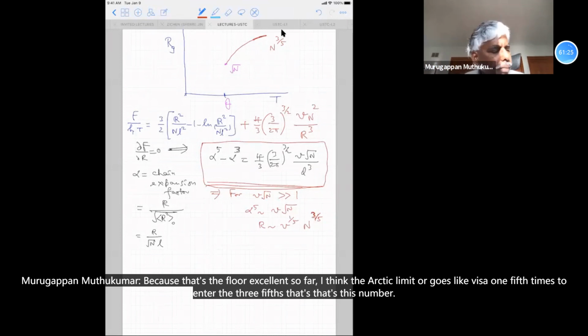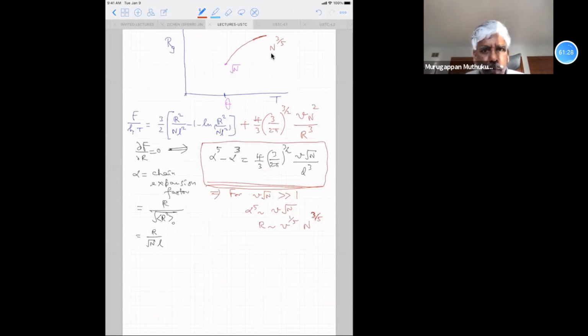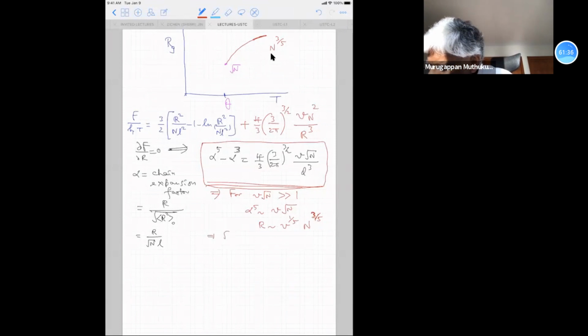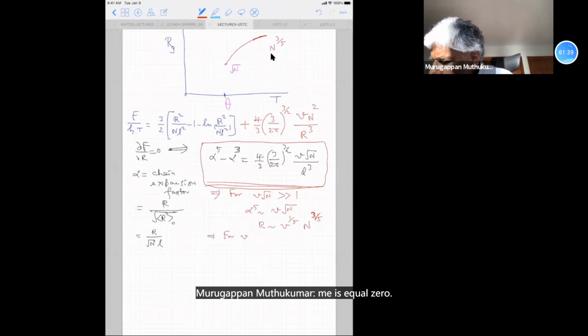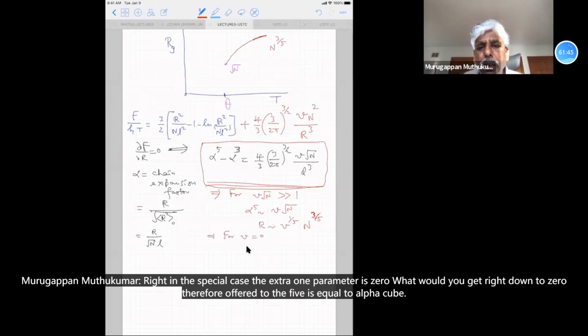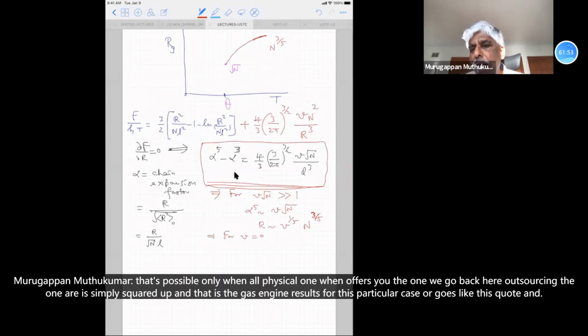That's this number. That's that number. And then in the crossover, let's say when v is equal to 0, in the special case, the excluded volume parameter is 0. What would you get? The right-hand side is 0. Therefore, alpha to the 5 is equal to alpha cubed. That's possible only when alpha is equal to 1. When alpha is equal to 1, we go back here, R is simply the square root of n. That is the Gaussian chain result. For this particular case, R goes like the square root of n.